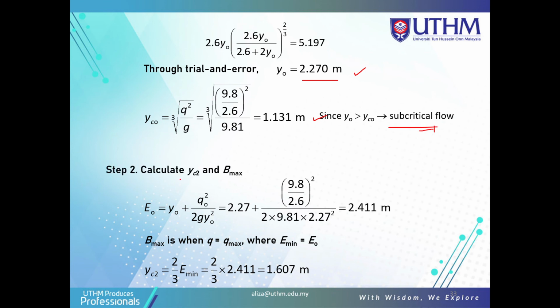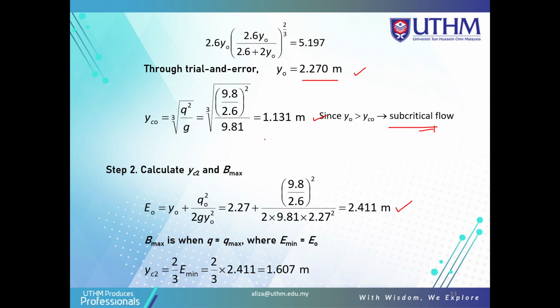To get the Y critical at 2 and the B maximum, use the specific energy equation formula here. Just put in the values until you get 2.411. No need to worry, because all the equations, the specific energy equation and the critical equation, are given to you. You must know how to use that formula.